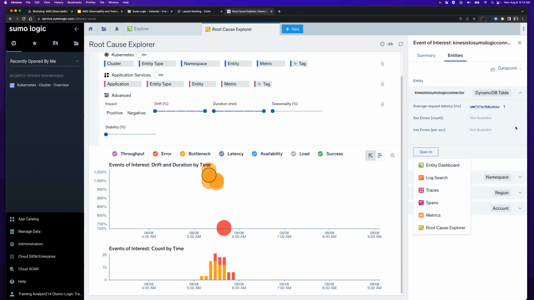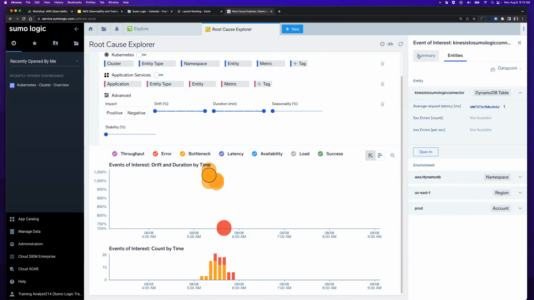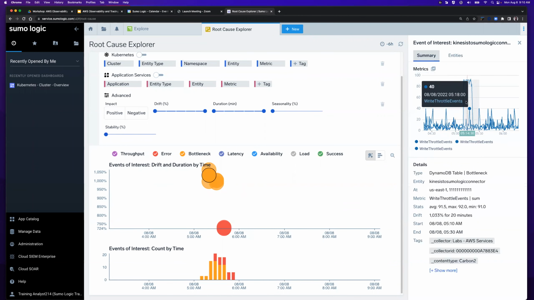So what we could do, we're not going to do it right now, but we could actually start to go deeper and see why we're getting these spikes of write throttle events. Did somebody do something wrong that is increasing the amount of write throttle events? And so this is where we can start to use this root cause explorer to dig in and see what's going on, what happened before it, was it a cause of something else? And so this can be quite helpful in that respect.